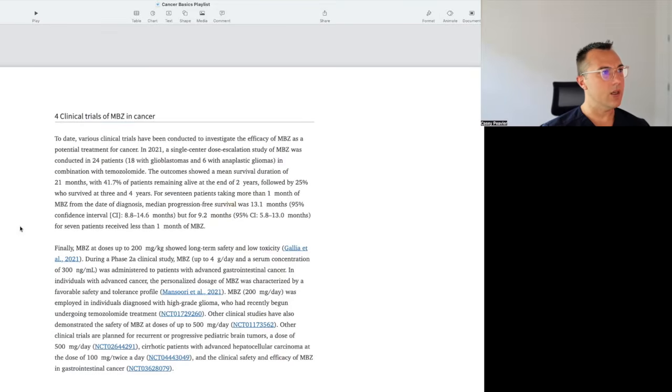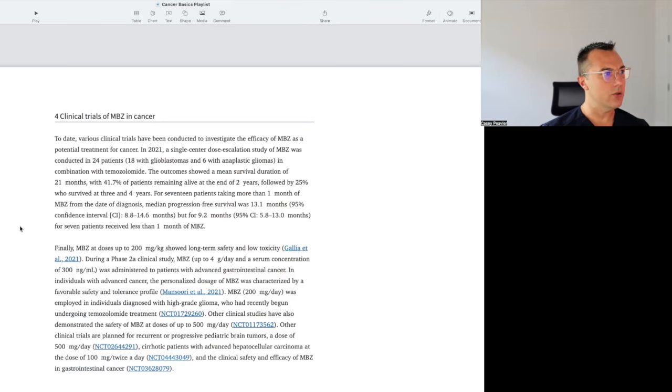For the 17 patients taking more than 1 month of mebendazole from the date of diagnosis, median progression-free survival was 13.1 months, but 9.2 months for the 7 patients who received less than 1 month of mebendazole. Finally, mebendazole at doses up to 200 milligrams per kilogram showed long-term safety and low toxicity.